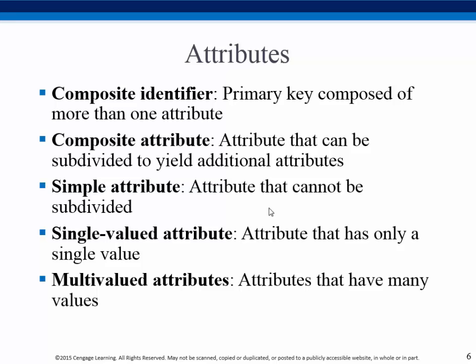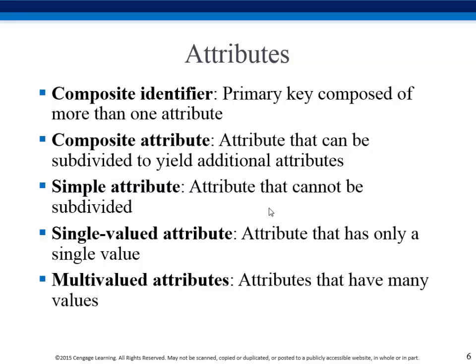Composite and simple attributes. A composite attribute, not to be confused with a composite key, is an attribute that can be further subdivided to yield additional attributes. For example, the attribute of address can be divided into street, city, state, and zip. Alright, a simple attribute is an attribute that can't be divided, for example, age, sex, gender. Alright, single-valued attributes: an attribute that can only have one value. For example, a person can only have one social security number. A manufacturer part can only have one serial number, and that kind of thing.